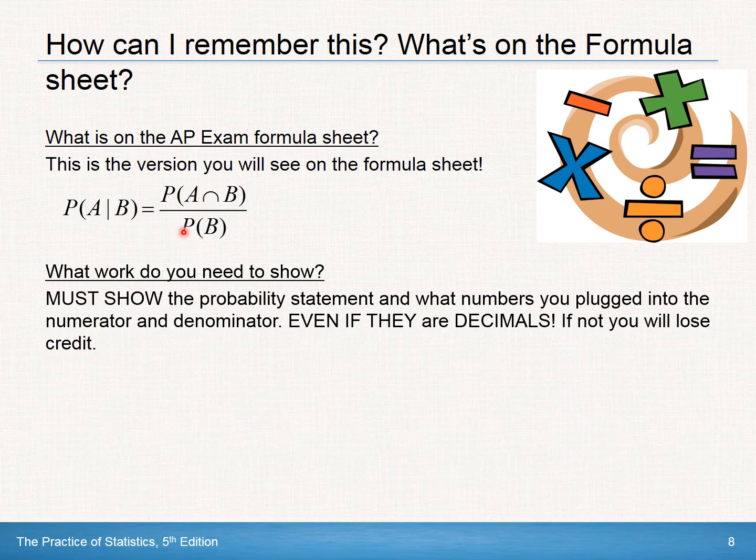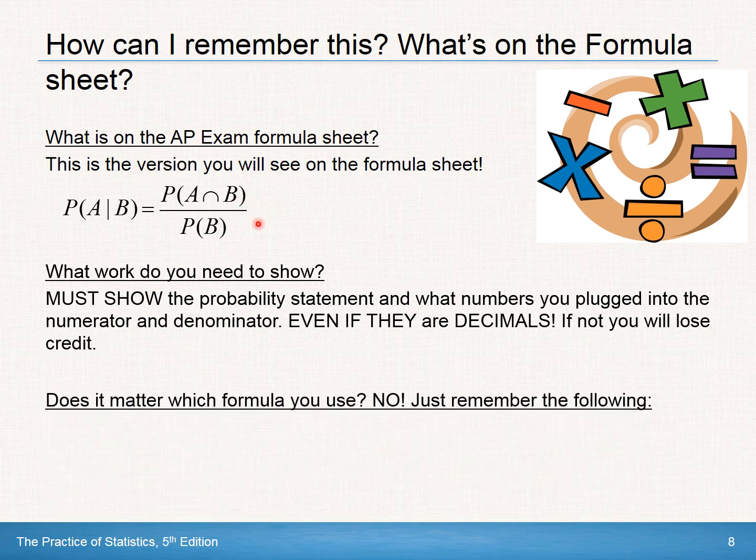Okay, so what work do you need to show? You must show the probability statement. So this statement right here, A given B, high school graduate given that they're a homeowner, something like that, and the numbers you plugged into the numerator and denominator. So you have to show the numbers for the numerator and denominator, even if they're decimals. If you do not show the decimals plugged into the numerator and denominator, you will be marked incorrect. So if this is like 0.25 divided by 0.16, still show that. I know it's sort of funky to put decimals in, but still show your work.